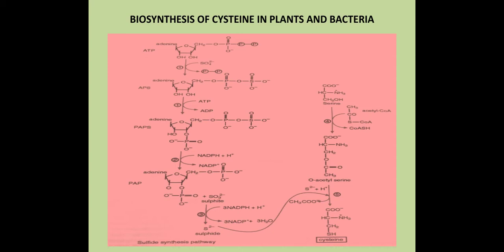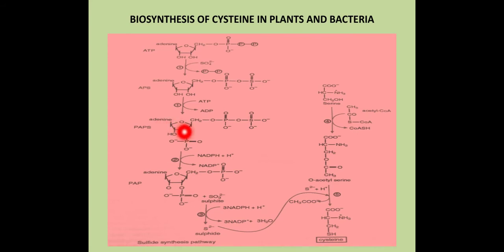This pathway begins when sulfate present in the soil reacts with ATP, and it forms APS, adenosine 5-phosphosulfate. In the second step, one more ATP is required for the activation process, and this second step adds the phosphoryl group to the third carbon, and the product formed is PAPS. PAPS means 3-phosphoadenosine 5-phosphosulfate, and this second reaction is catalyzed by the enzyme ATP sulfurylase.